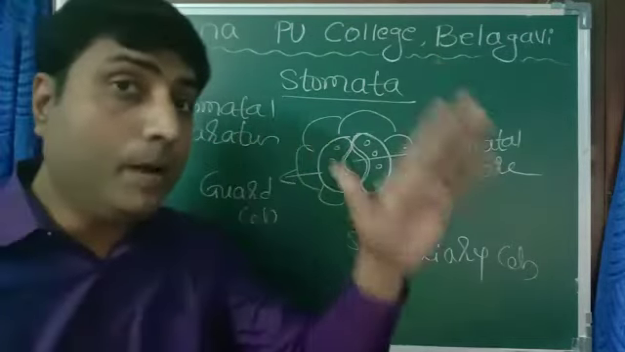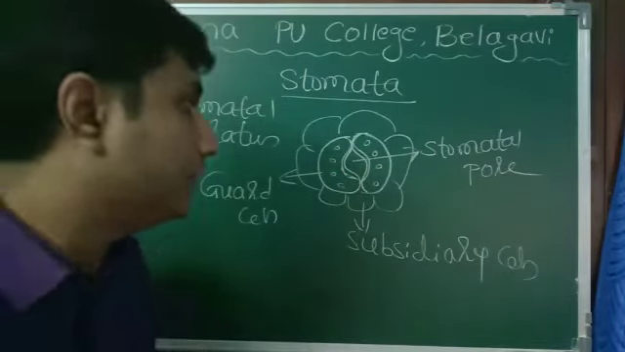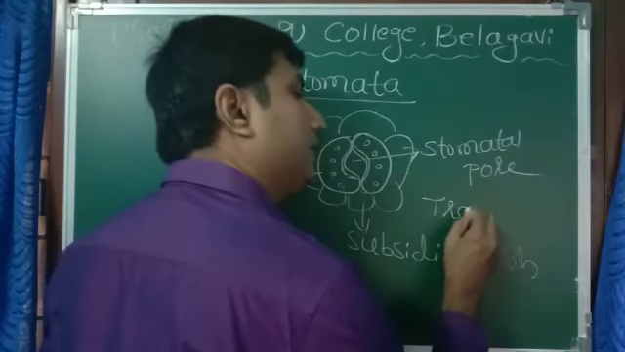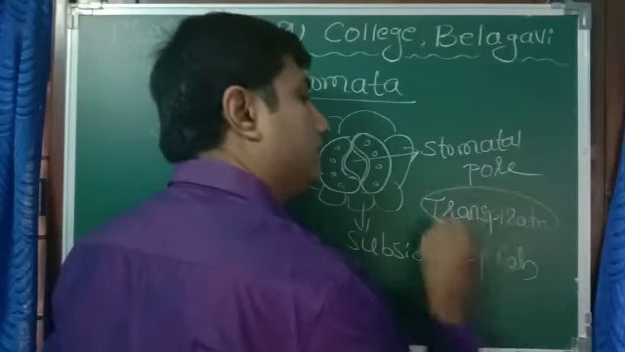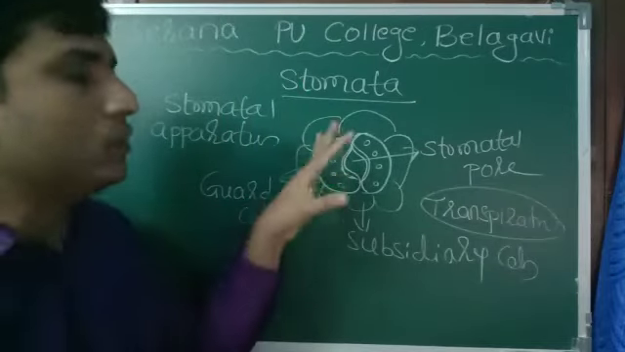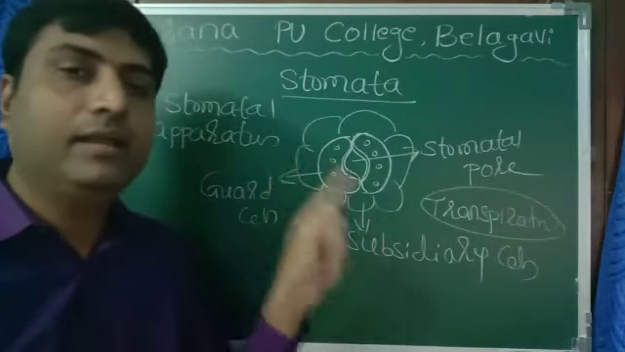Such a number of stomata are found on the surface of the leaf, through which the process of transpiration takes place. So this is also one of the tissues present in the plant, especially in the leaf.